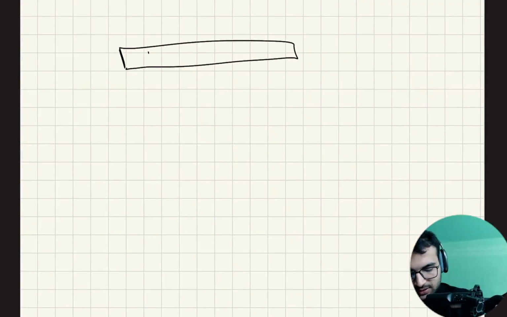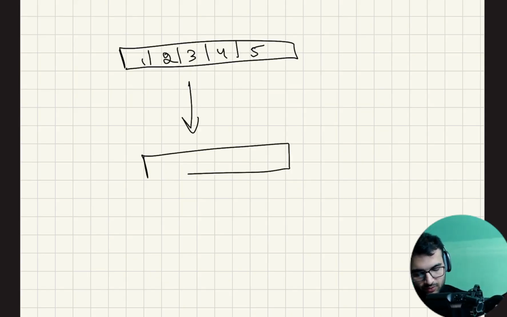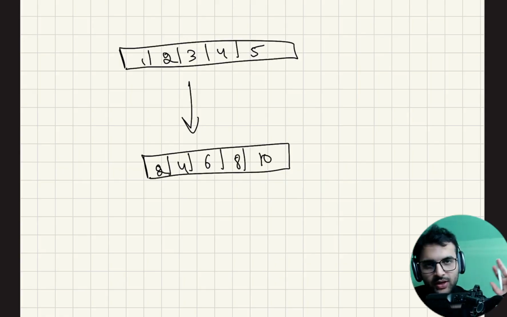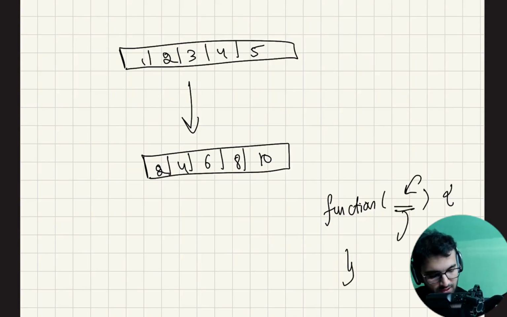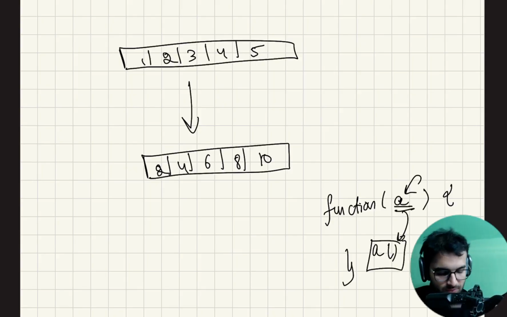The input is 1, 2, 3, 4, 5. And you need to transform it into 2, 4, 6, 8, 10. We know one thing about JavaScript. In JavaScript, a function can actually take another function as input, right? And then you can actually call this function. If this was A, I can actually call A here. So a function can take another function as input in JavaScript.